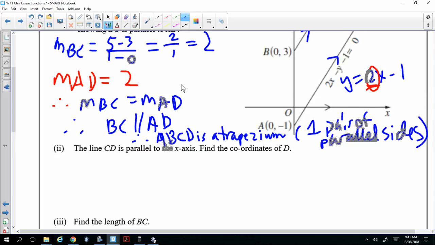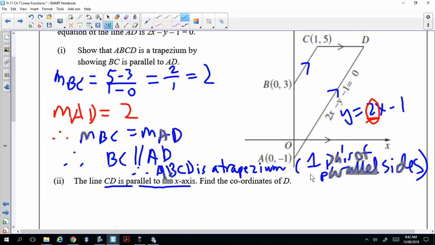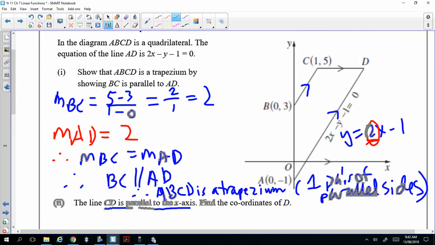Line CD is parallel to the x-axis. Find the coordinates of D. Okay, move on. All right, we're going to find the coordinates of D. Now, notice this is parallel to the x-axis. How does that clue help us to find the coordinates of D? Any suggestion? No? Try to avoid trigonometry here because it doesn't work on a number plane.